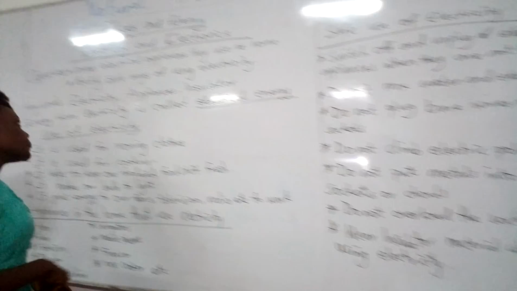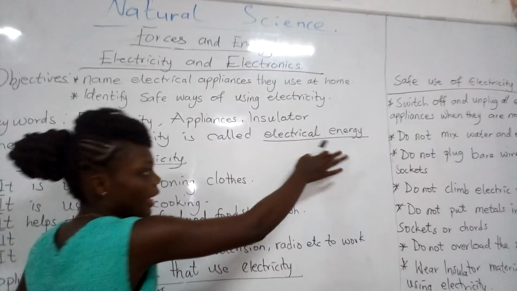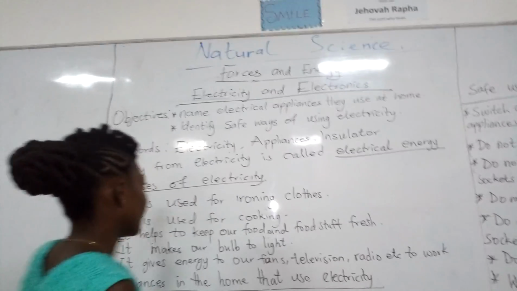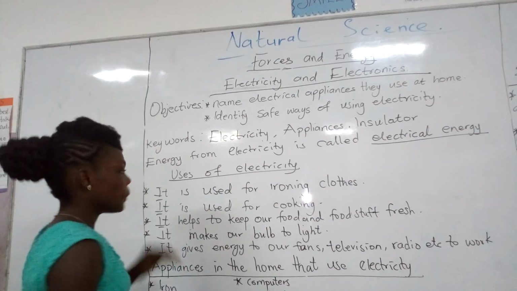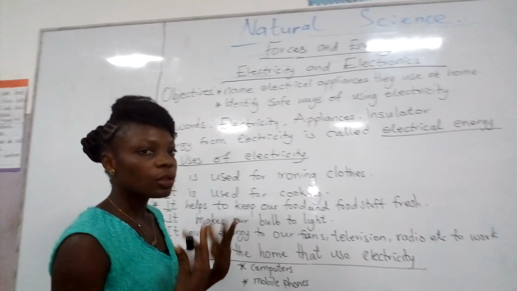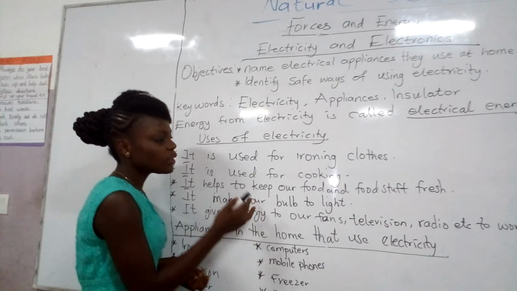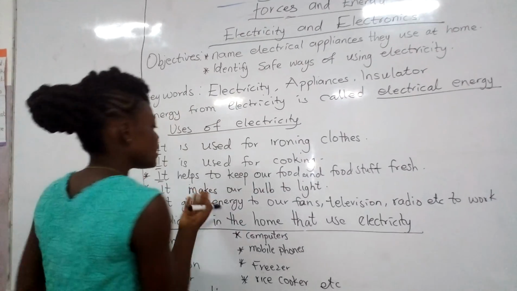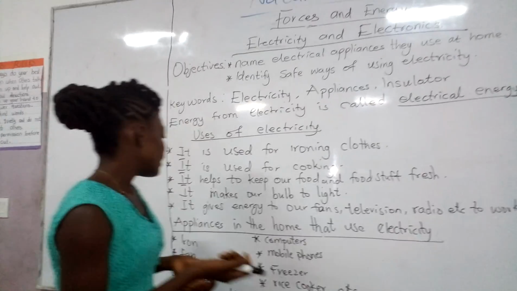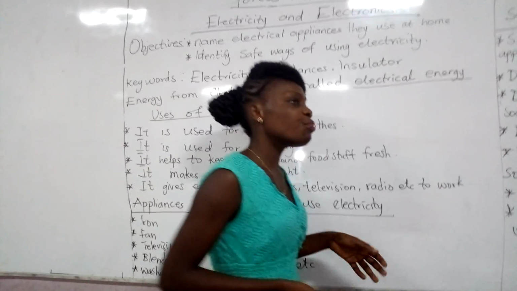Let's go over again. I said energy from electricity is called what? Electrical energy. So we got to know the uses of electricity. We say what? It is used for ironing clothes. It is used for cooking. It helps to keep our food and foodstuff fresh. It makes our bulb light. It gives energy to our fans, television, radio, projector, etc.